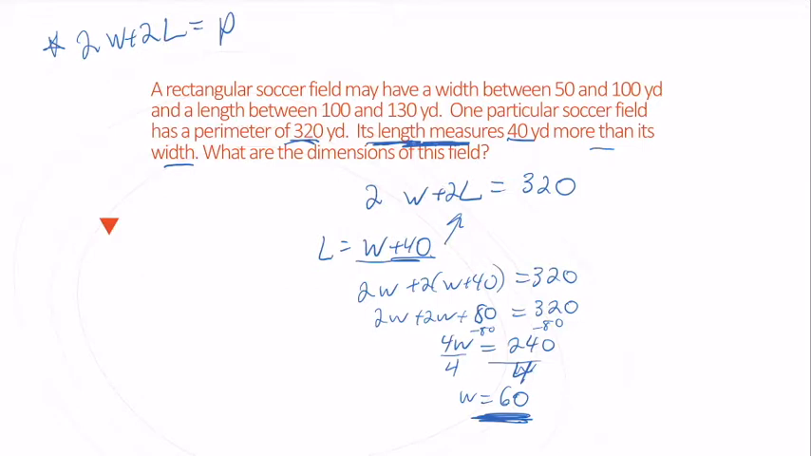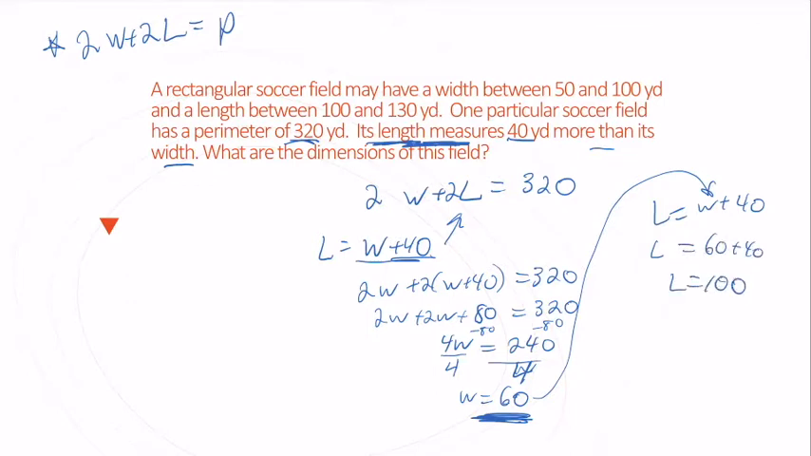So if I have L equals W plus 40, and I found that W is 60, L equals 60 plus 40, so L equals 100. And remember, if we want to check our answer, we can substitute both of these back into our original equation, and we would find that we have a perimeter of 320.